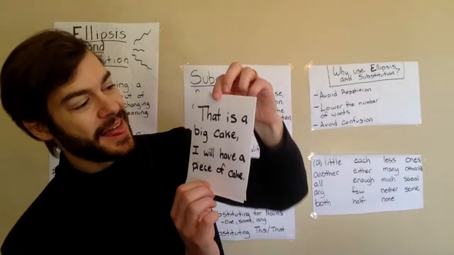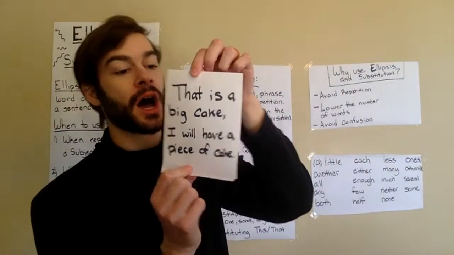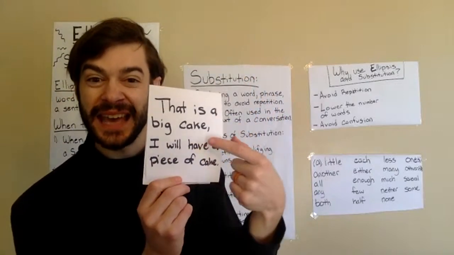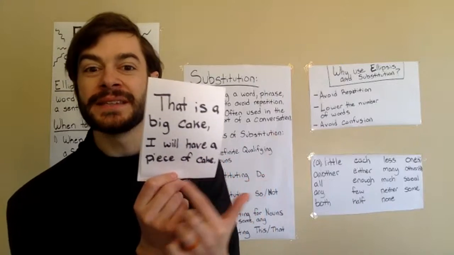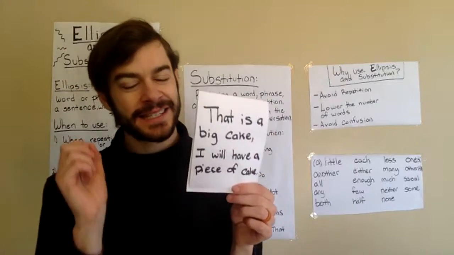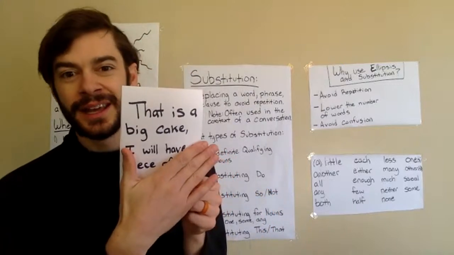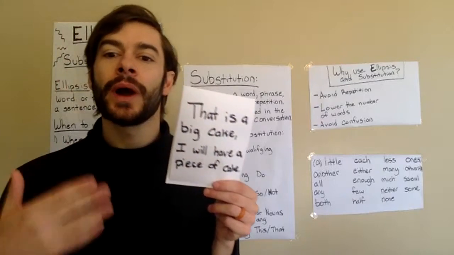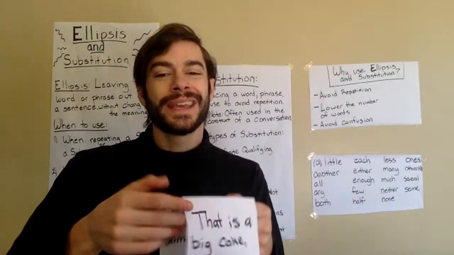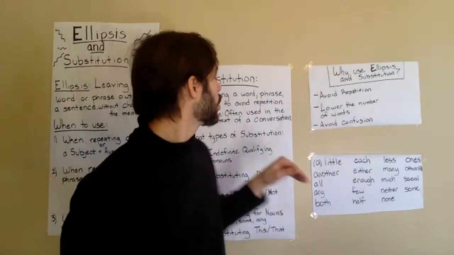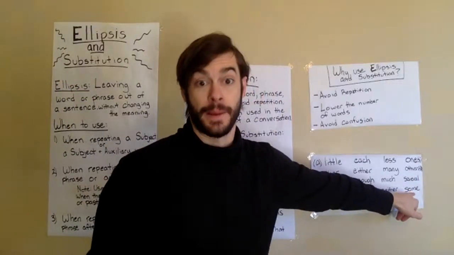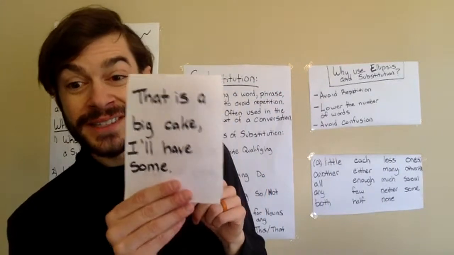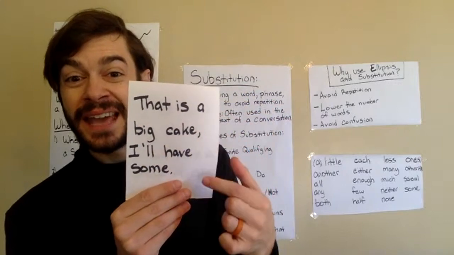Our sentence is, that is a big cake. I will have a piece of cake. Here, in this sentence, there's nothing to leave out, because I can't say, that's a big piece of cake. I will have. It doesn't quite work. So what we can change is, we can add in an indefinite qualifying pronoun, some. That is a big cake. I'll have some.